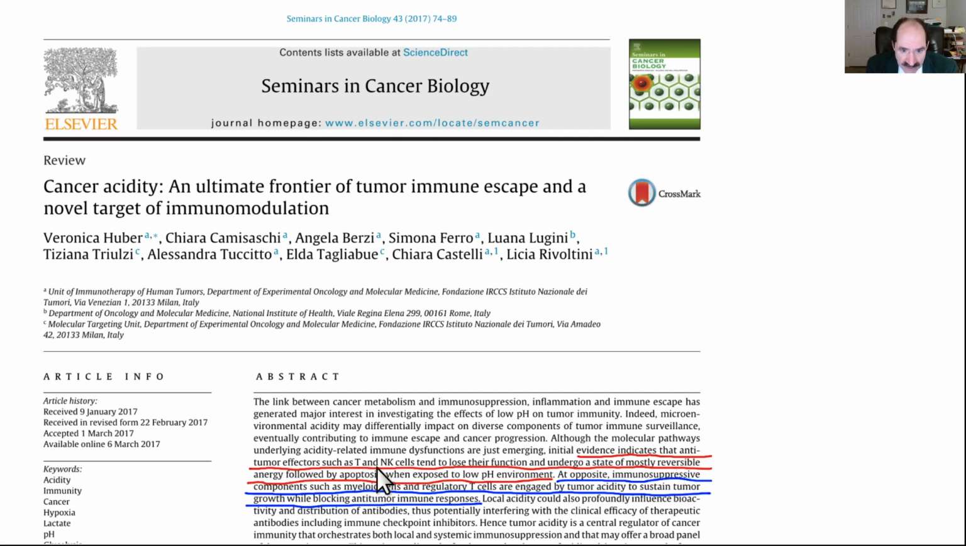Anti-tumor effectors such as T cells and NK cells lose their function due to tumor acidity. They initially have a reversible anergy, but then they go into apoptosis. They die when exposed to a low pH. That means acidic environment. On the opposite hand, the immunosuppressive cells are able to survive the acidity. So there's more cells now protecting the cancer.